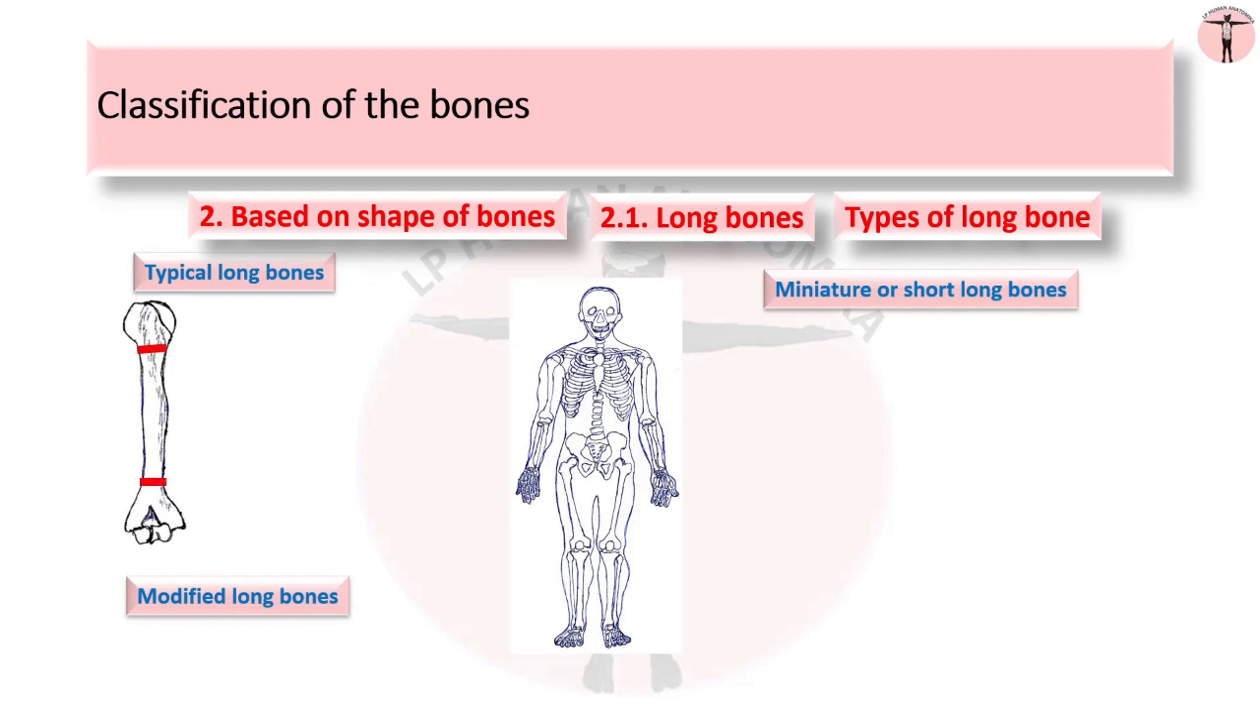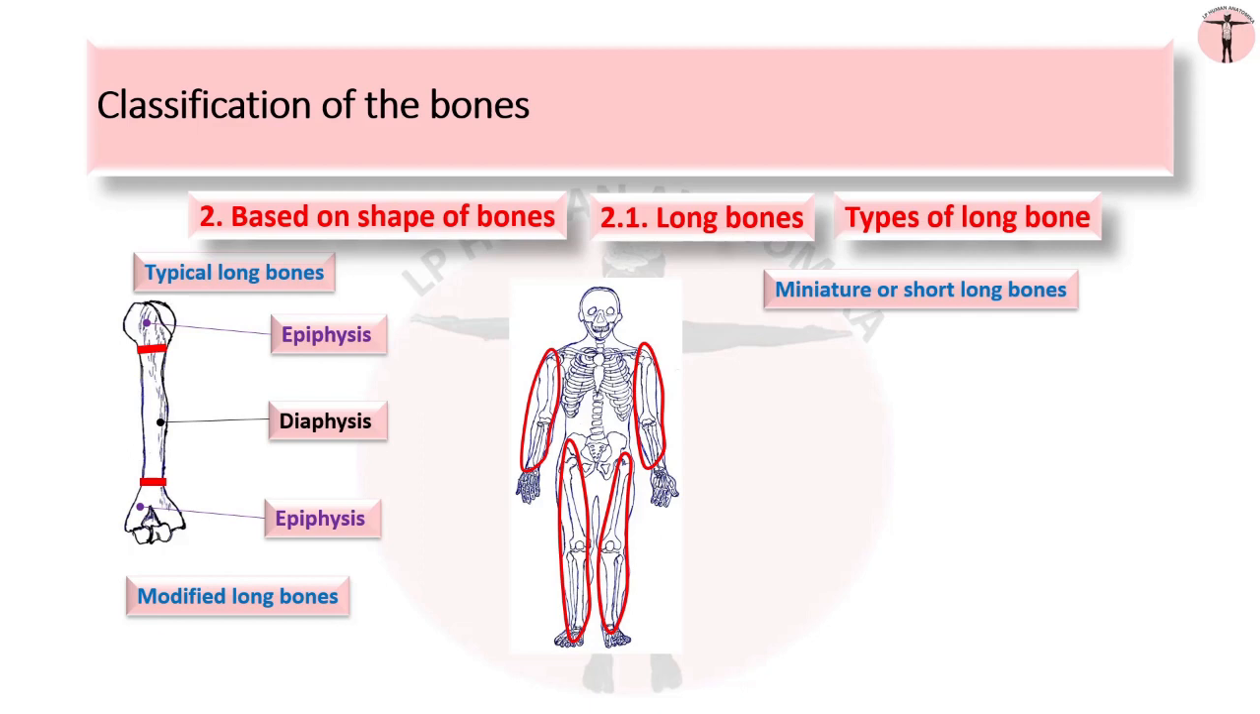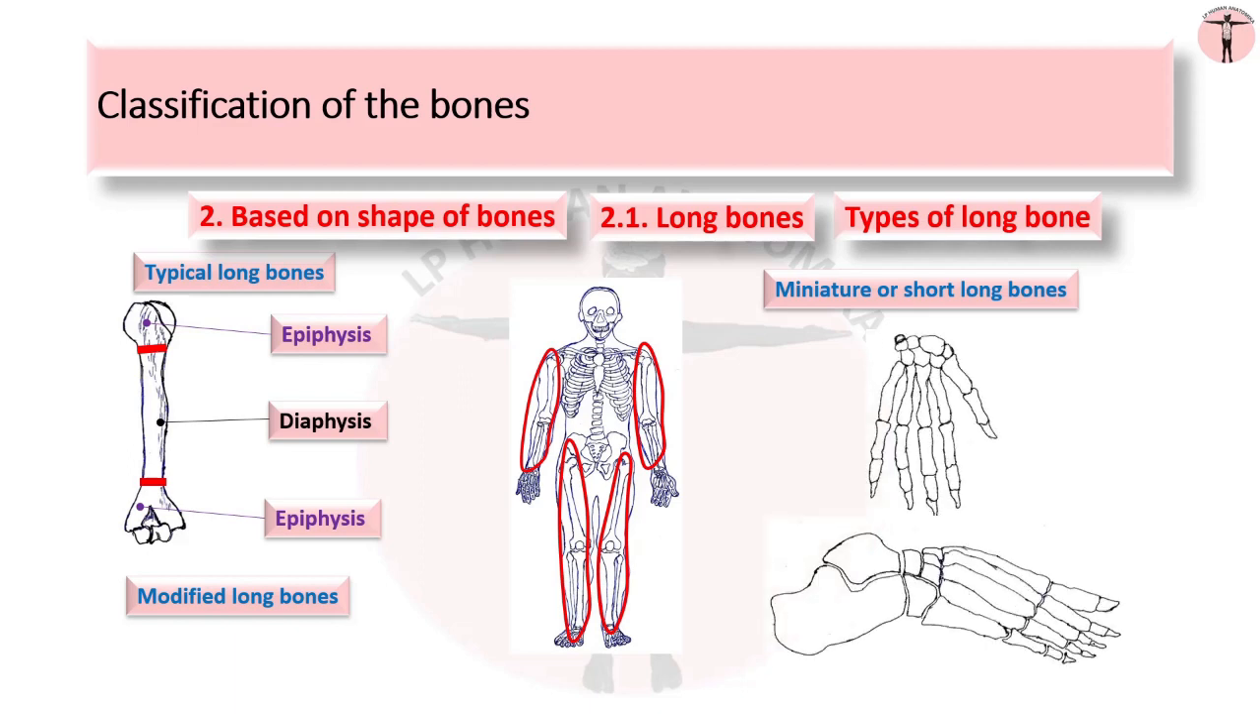A typical long bone presents a diaphysis and at least 2 epiphyses, one at each end. Most of the long bones of the limbs are examples of typical long bones. Miniature or short long bones present a single epiphysis at one end of the bone only. Metacarpals, metatarsals and phalangeal bones of the fingers and toes are examples of this type. Epiphyses of all metacarpal or metatarsal bones are directed towards the head except the first, where they are directed towards the base of the bones.